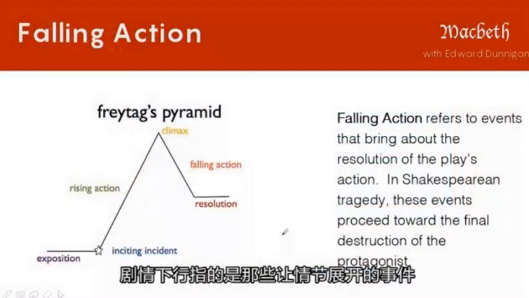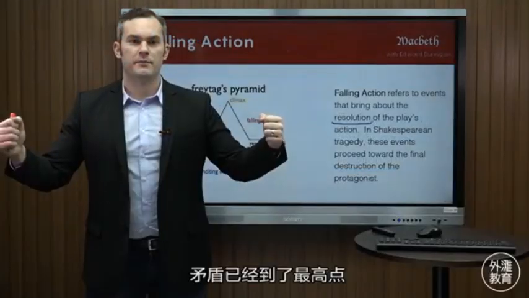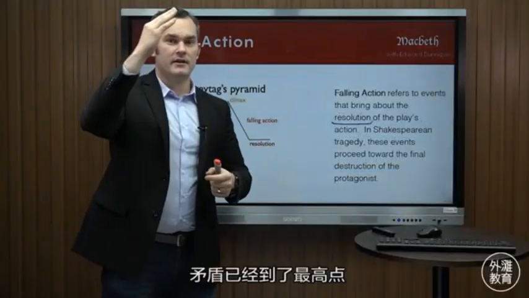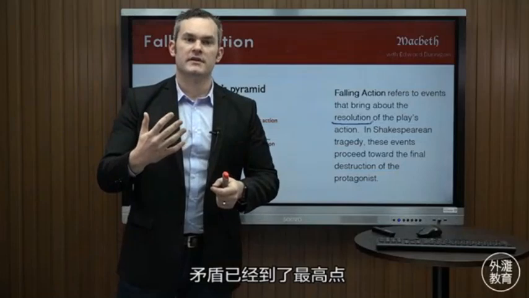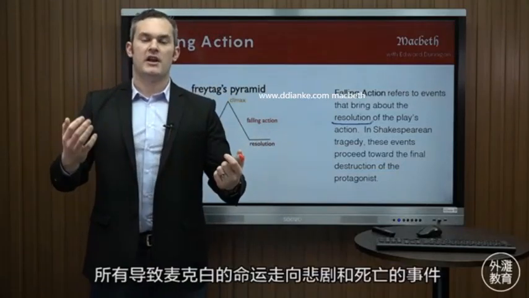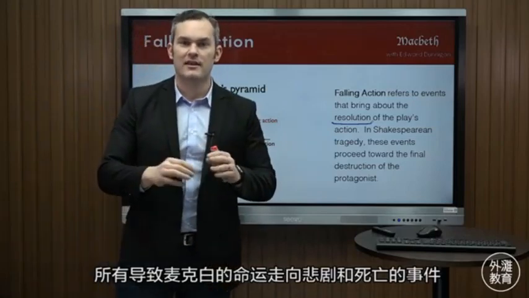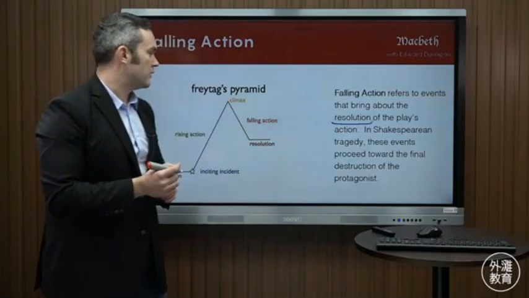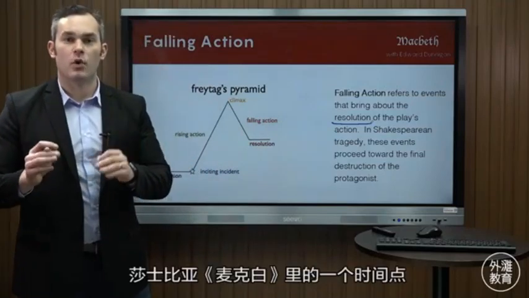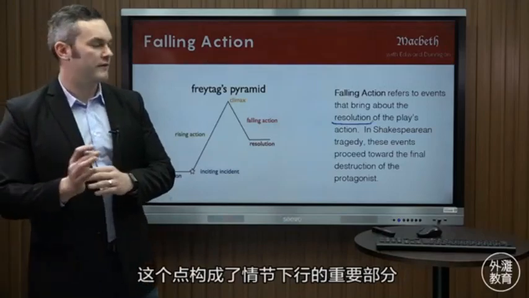So falling action refers to events that bring about the resolution of the play's action. In other words, we've already stretched the spring out, the problem has already reached its zenith, and now all that's left is for the fate of the protagonist to end in destruction. And all of the events that happen that bring Macbeth to his tragic fate and death are part of the falling action. Let's go ahead and take a look at one moment in Shakespeare's Macbeth that counts as an important part of the falling action.